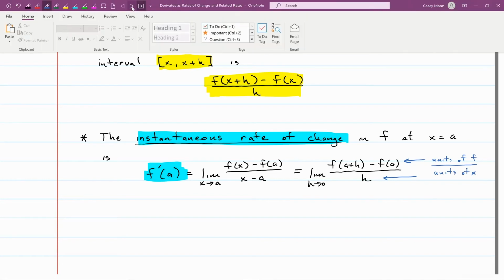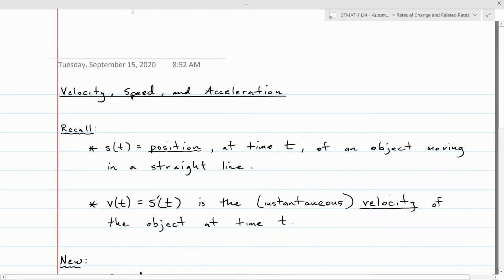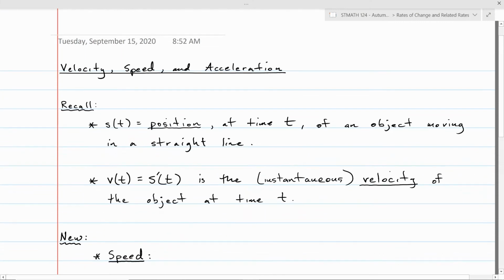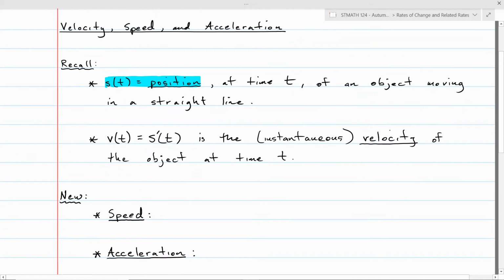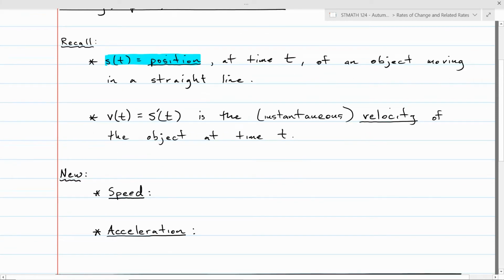Let's look at an example, a type of example that we've done before, and we'll add a little something new to it: the topic of velocity, speed, and acceleration. Remember from before that we can have a function s of t which measures the position of an object traveling in a straight line. Usually this has some units like meters or feet. So we measure the positions along the line in how far they are from zero. And then the velocity you get as the first derivative. In other words, velocity is the instantaneous rate of change in position.